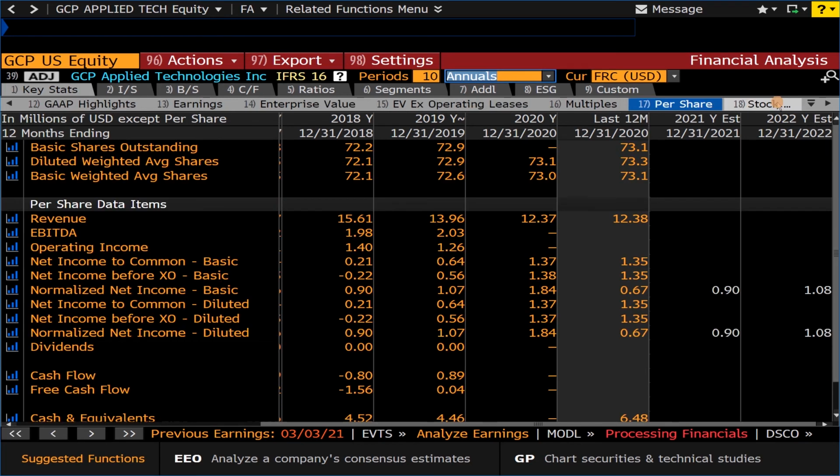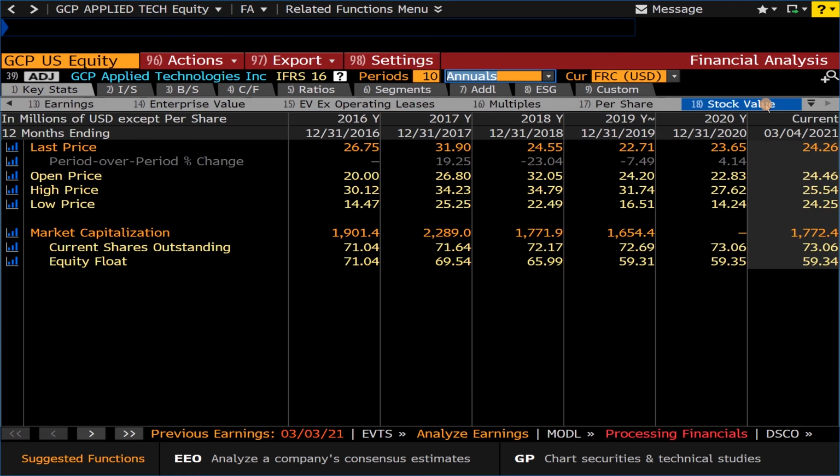Next, we have per share information, which shows basic and diluted shares outstanding, and then certain income, cash flow, and balance sheet items on a per share basis. And the last tab is the stock value, which shows the stock price information as of the end of the year or quarter, depending on the periodicity you've selected, as well as the market cap for the end of those periods.